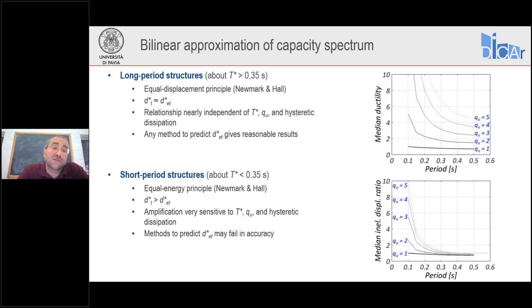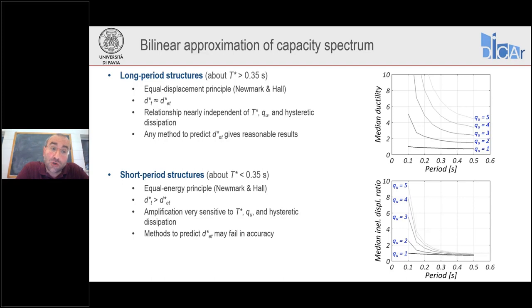And they defined the so-called equal displacement principle for long period structures, where the inelastic and the elastic displacement demands are pretty much equal to each other. And in this case, basically all methods proposed in the literature to estimate the inelastic displacement demand are good. They're not very sensitive to the period and to the strength ratio, again, because this amplification from elastic to inelastic displacement demand is very small. This C sub Q factor is nearly equal to 1. Whatever method we apply in this long period range, you obtain more or less the same result.